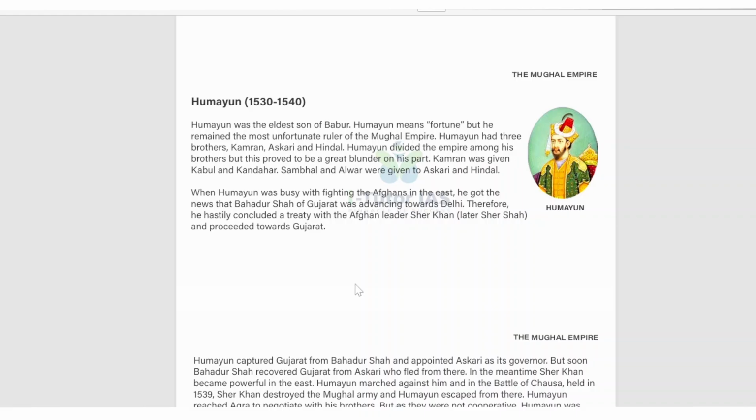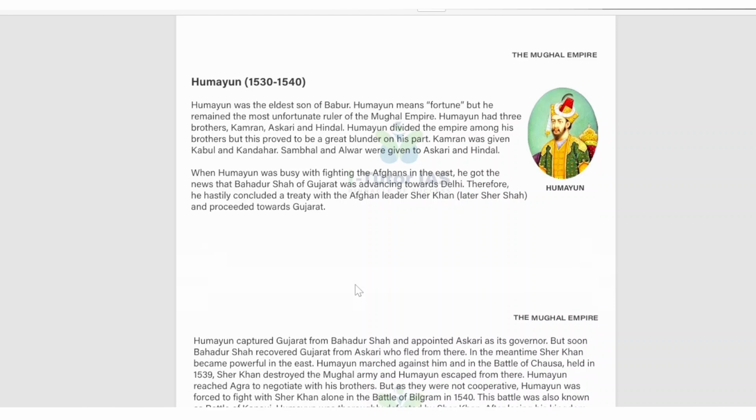Humayun divided the empire among his brothers, but this proved to be a great blunder on his part. Kamran was given Kabul and Kandahar, and Sambhal and Alwar were given to Askari and Hindal. When Humayun was busy fighting the Afghans in the east, he got the news that Bahadur Shah of Gujarat was advancing towards Delhi. Therefore, he hastily concluded a treaty with the Afghan leader Sher Khan, later Sher Shah, and proceeded towards Gujarat.